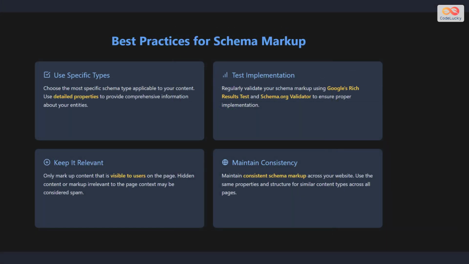To effectively use schema markup, follow these best practices. First, use the most specific schema type that applies to your content and provide detailed properties. Second, regularly validate your schema markup using Google's Rich Results Test and Schema.org validator. Third, mark up only content that is visible to users on the page. Lastly, maintain consistent schema markup across your website, using the same properties and structure for similar content types.